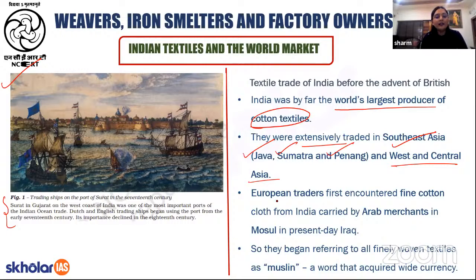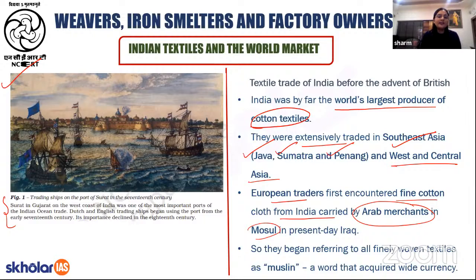Now students, European traders had first encountered the fine cotton cloth from India, which was carried by the Arab merchants in Mosul in present day Iraq. अब स्टूडेंट्स क्या है, जो हमारी कंट्री की टेक्सटाइल है उसको अलग अलग कंट्रीज में अलग अलग नामों से जाना जाता है, पर्टिकुलरली यूरोप में.